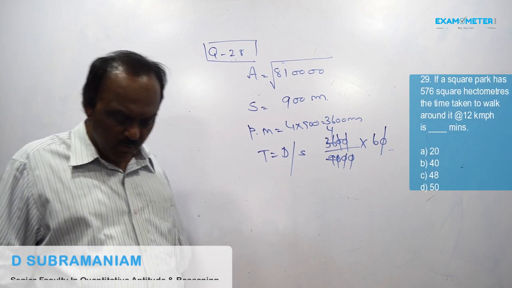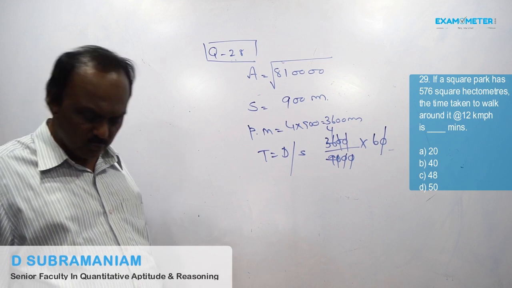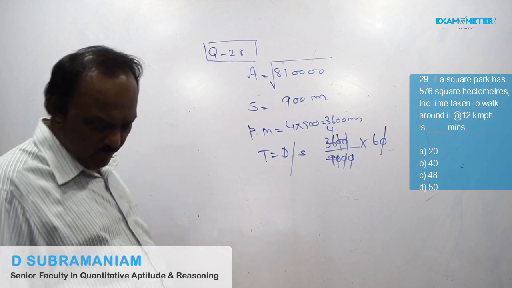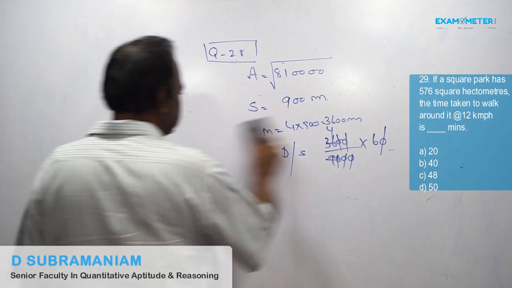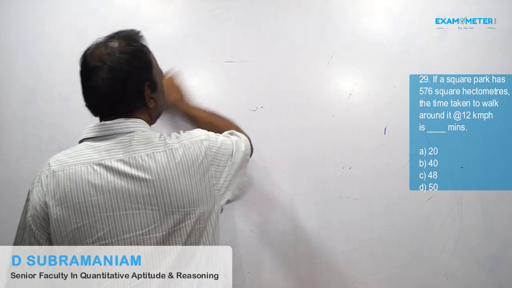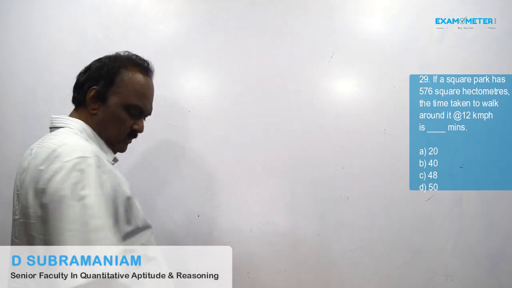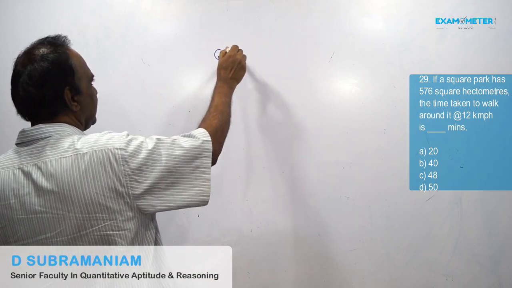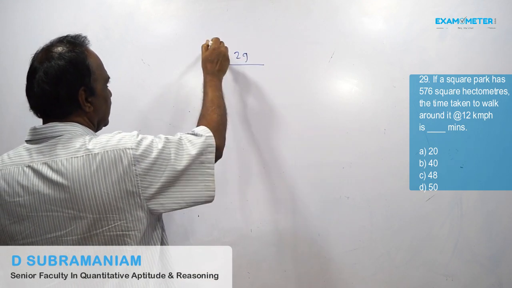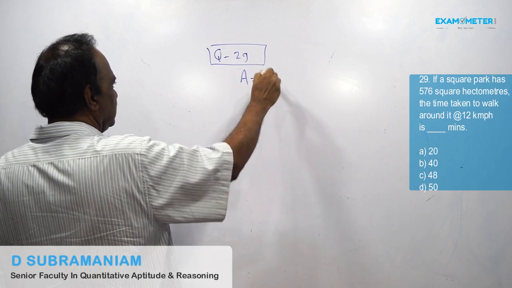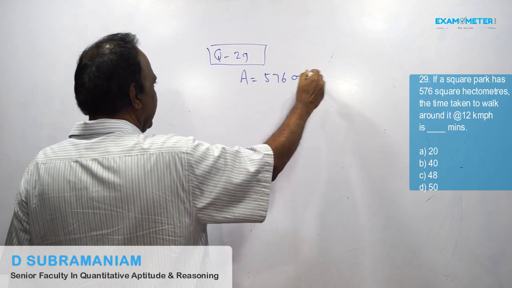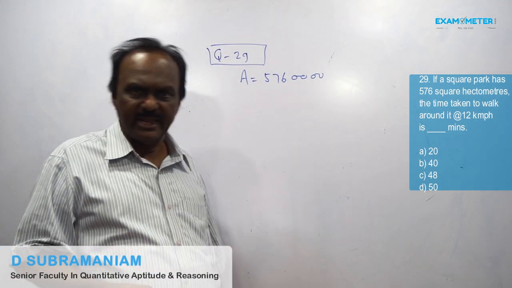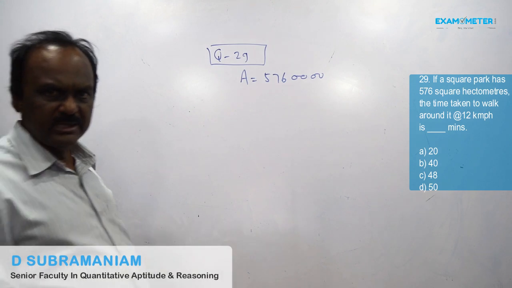If a square park has 576 square hectometer, the time taken to walk around it at the rate of 12 km per hour is how many minutes? Question number 29. One hectare is 10,000 square meter. So multiply by 10,000.